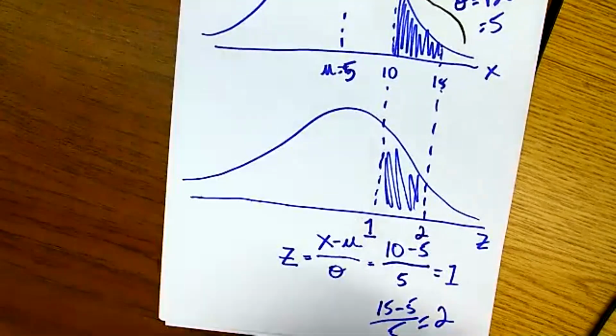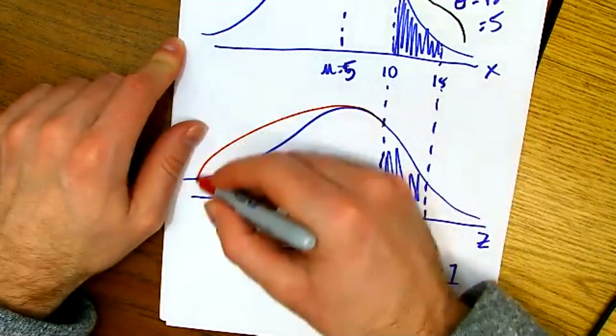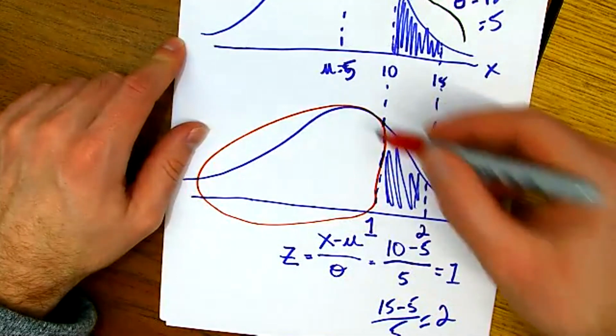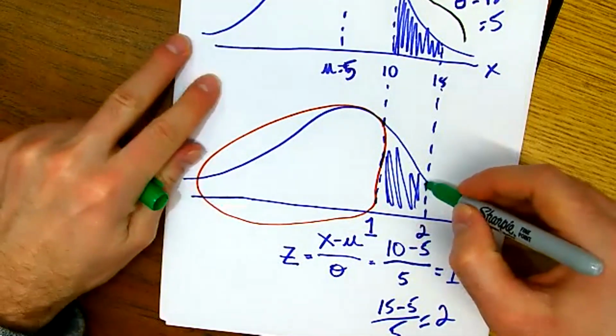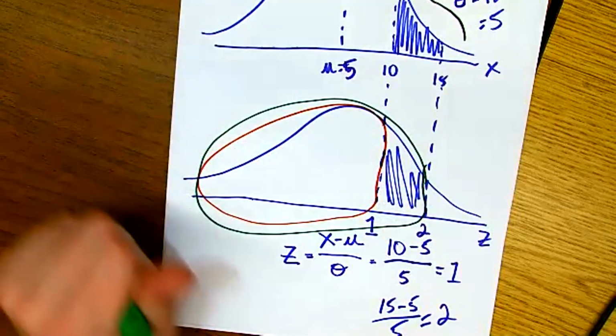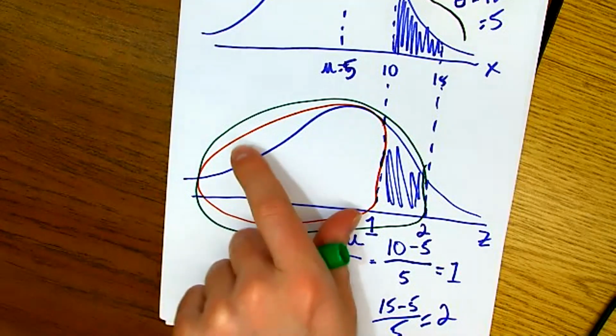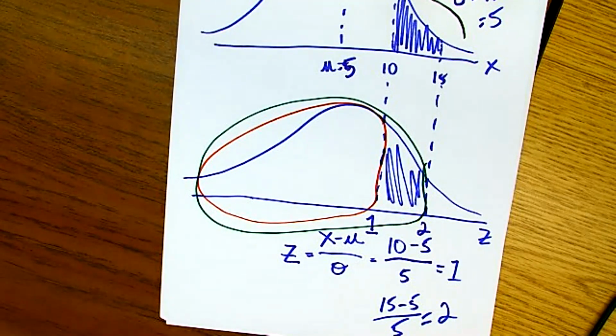Okay? So the first thing I'm going to do is look up that z-score of 1, and it's going to tell me this area to the left here. I then can look up that z-score of 2. It's going to tell me the area to the left. Okay. Subtract the smaller one from the larger one, and I'll be left with what's in between here. Okay. So how am I going to look up those z-scores?